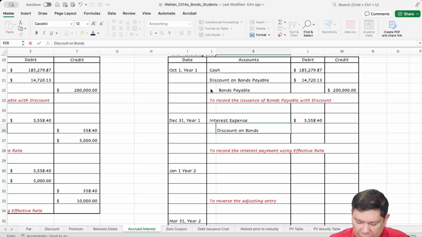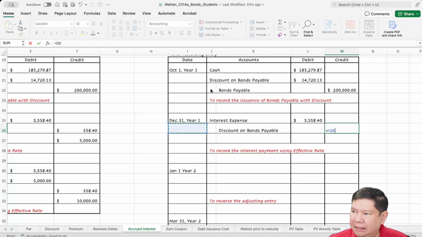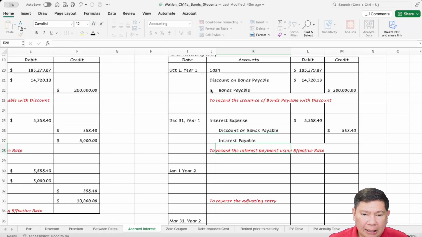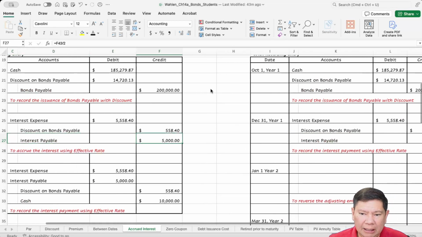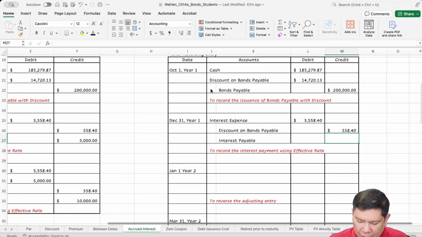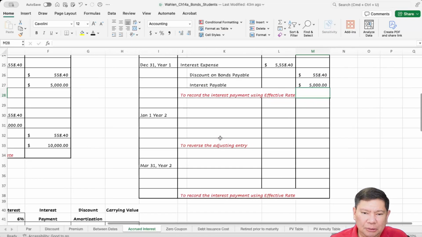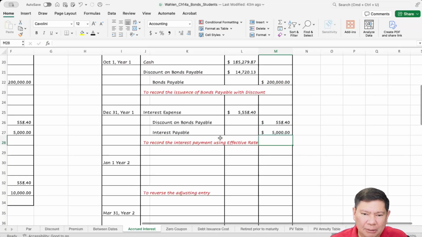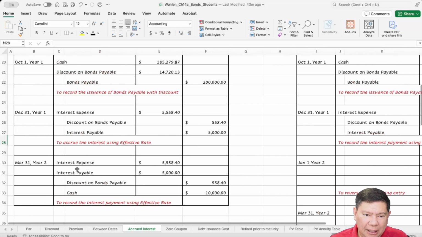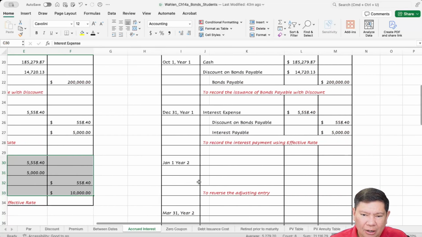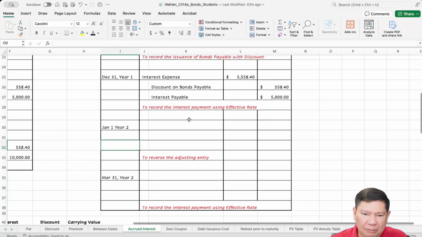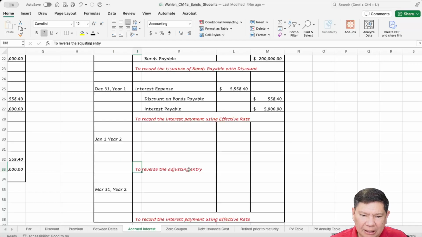This is the bonds amortization. Sorry, the discount amortization, still the same. And then interest payable. Did I use the same account there? Yep, interest payable, correct, is the same. So up to this point, everything is the same. Now, when the company gets to the beginning of the year, January 1st, we can do it like what we did here, or the company can use a reversing entry, to reverse the adjusting entry.